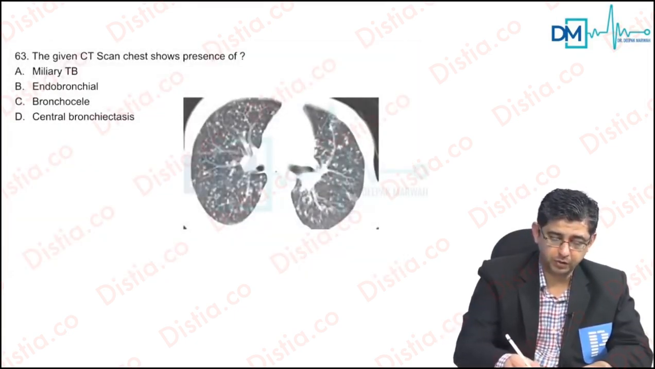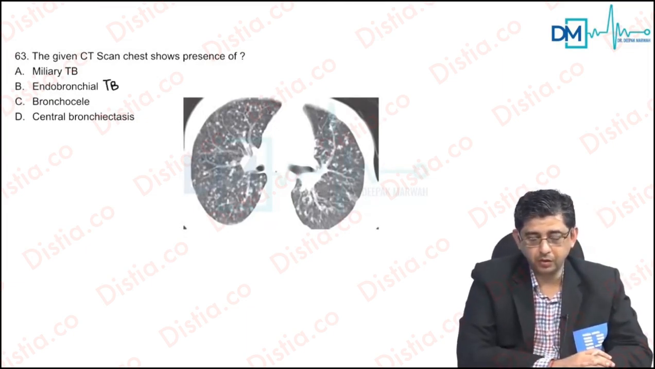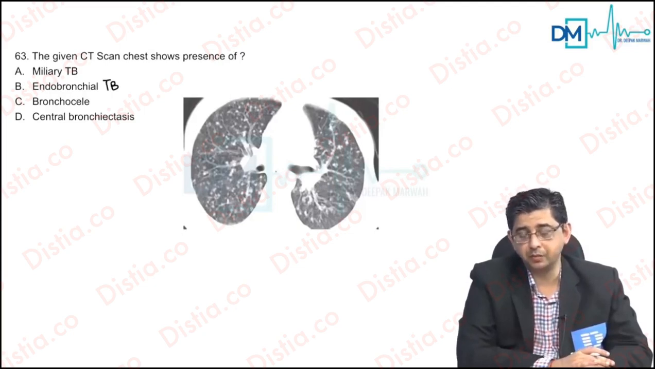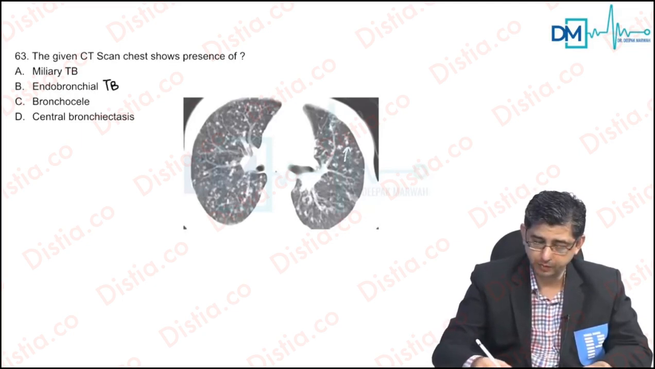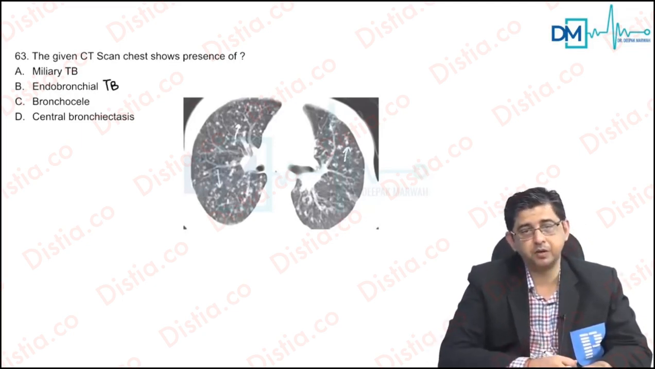Endobronchial tuberculosis will mostly cause a tree-in-bud appearance. So why it is not endobronchial tuberculosis is because of the tree-in-bud appearance. But here you can see these multiple whitish spots present almost everywhere, which is very characteristic and easy to identify for miliary tuberculosis, which is a manifestation of disseminated tuberculosis.